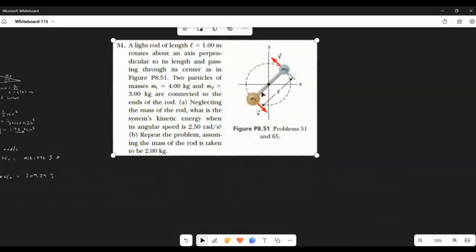Long story short, what I want here is the system's kinetic energy. You first need to find your mass moment of inertia, I. There are two particles, which is easy. The first part is not considering the rod, and the second part is considering the rod. The objective is to find the kinetic energy, which we know is half I omega squared, and we need to find I.